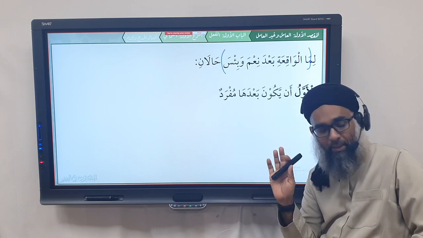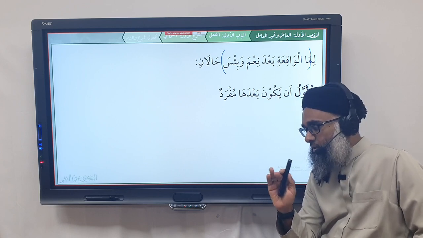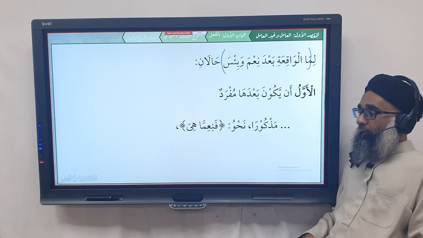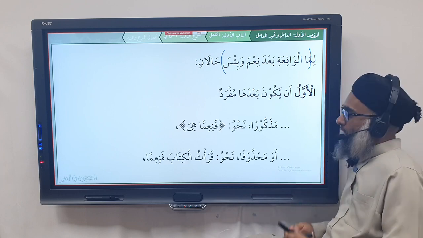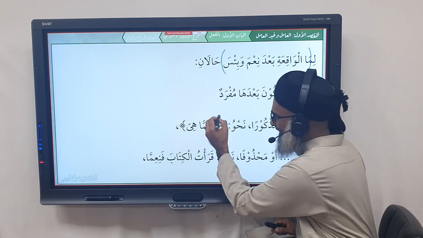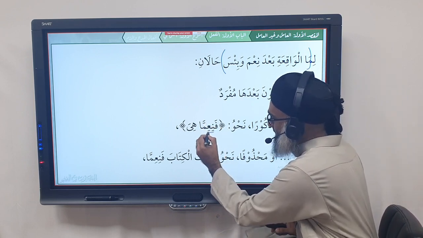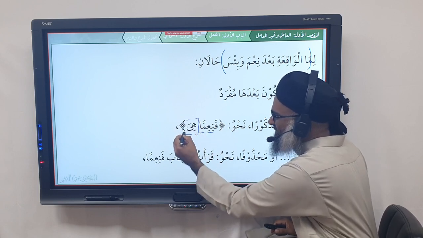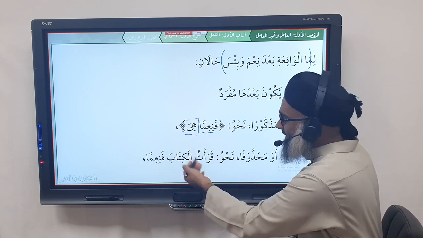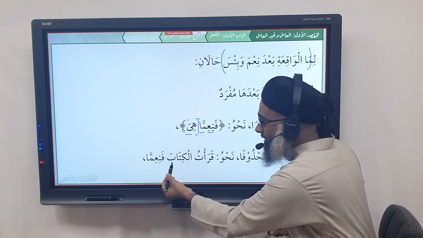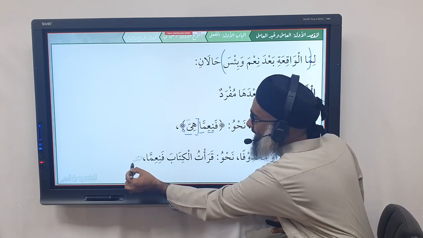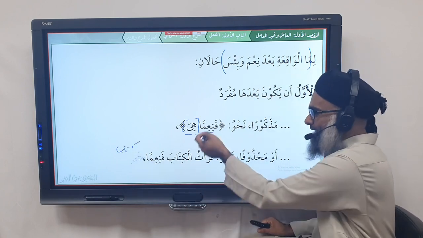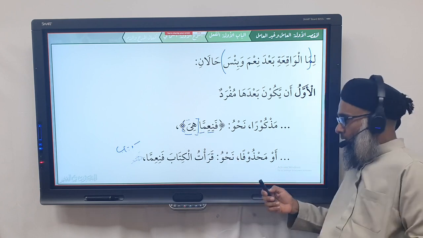Al-awwal an yakuna ba'daha mufrad. The first scenario is after the ma you have your mufrad, and it is either mentioned or mahdhuf. So for example, the fa is harf isti'naf, no need for that. Ni'ima ma hiya. So you have a mufrad. Or is mahdhuf, and this is not really needed, but let's point it out. Qara'tul kitab fa ni'imma huwa, or fa ni'imma al-kitab. I read a book and how good was the book. So here is mahdhuf, but you have a mufrad after it.